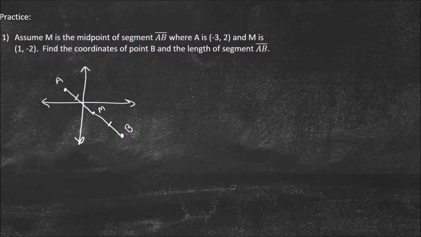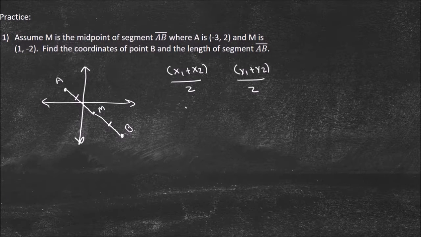So now let's figure this out. My midpoint formula says that (x1 + x2)/2 should equal the x coordinate of the midpoint, and then (y1 + y2)/2 should be the y coordinate of the midpoint. So this is the x and the y of the midpoint. Well, I'm actually given the midpoint, so I can plug that in. So M is (1, -2).